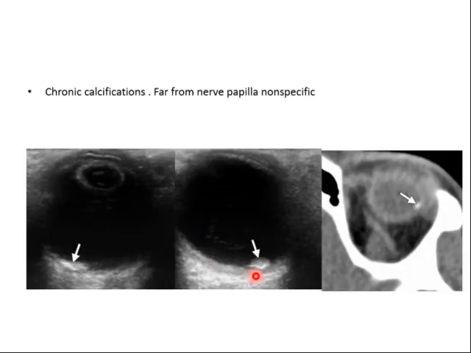And this one also has calcification, but far from the optic disc. Here is the region of the optic disc. These are non-specific and may be related to retinal ischemia.